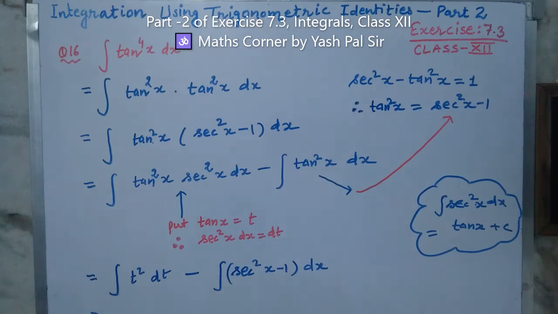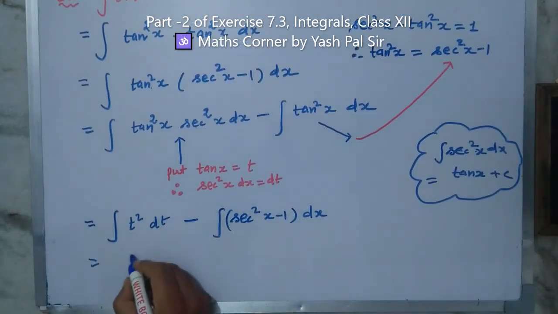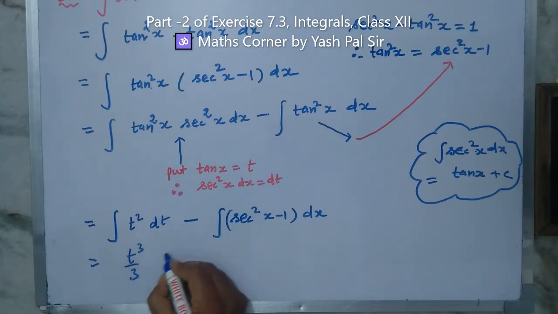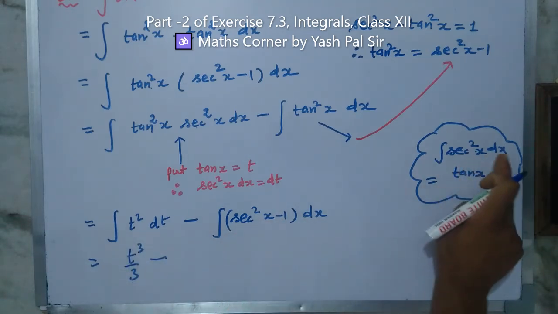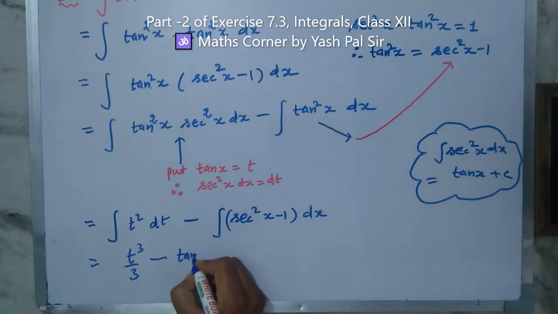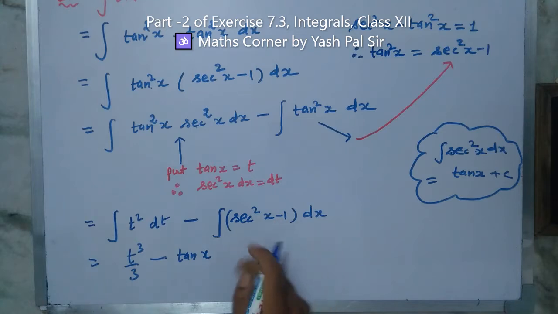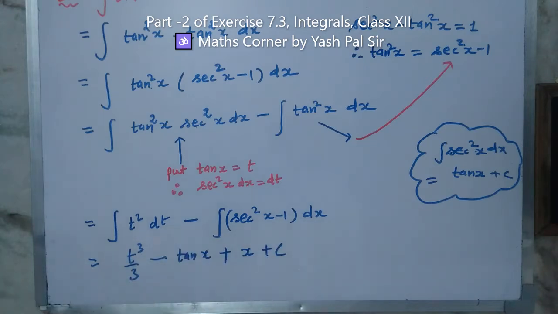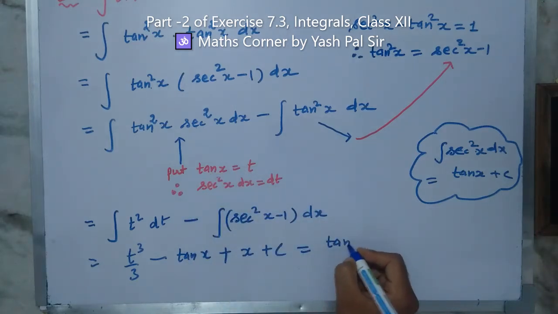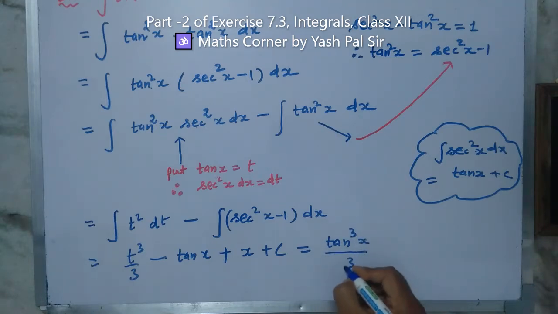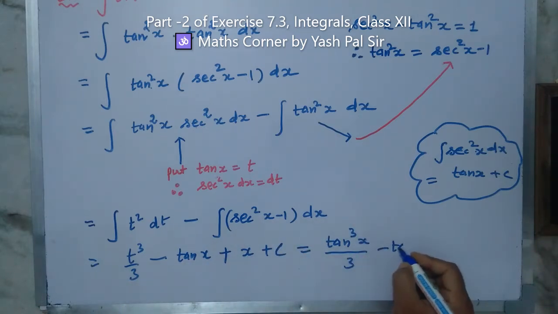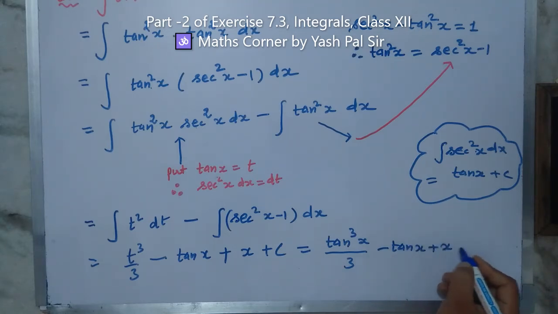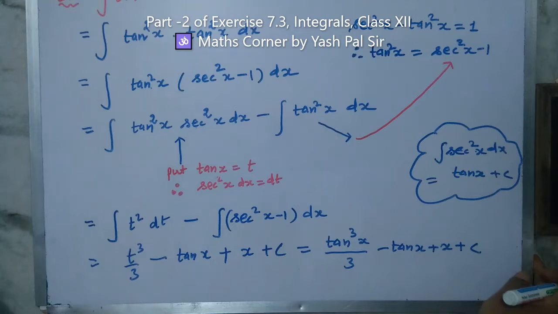Now what is the answer? We write this equal to t power 3 upon 3 minus integration of secant square x dx is tangent of x. Next is minus into minus becomes plus. Integration of 1 is x plus c. So finally what we are doing, the value of t is tangent x. So we write it equal to tangent power 3x upon 3 minus tangent of x plus c, which is the final answer to this question.